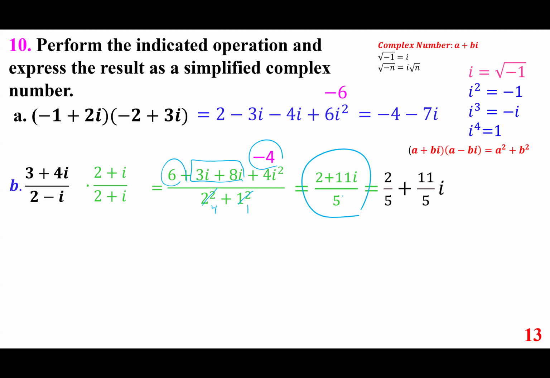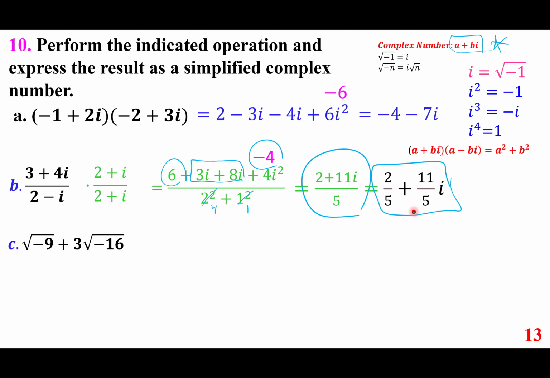You can leave it like that. However, if somebody asks you what is a and b, you should be able to recognize this. I highly recommend you put it in this format. So if somebody asks, okay, a plus bi, what is a? You don't want to make a mistake of saying it's 2 over 5. What is b? Not 11, 11 over 5.